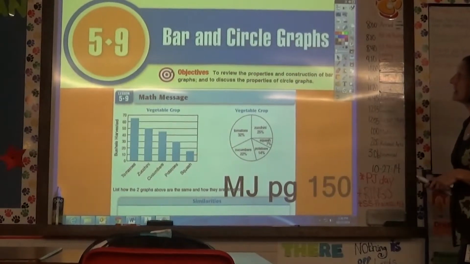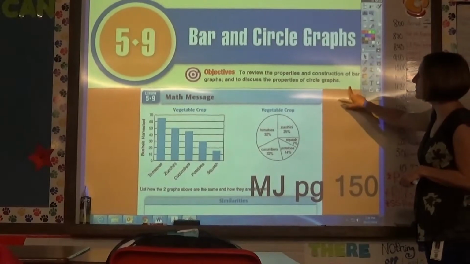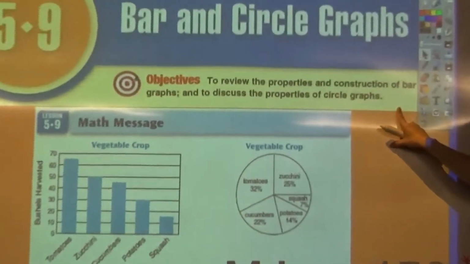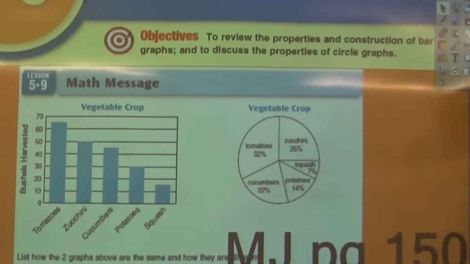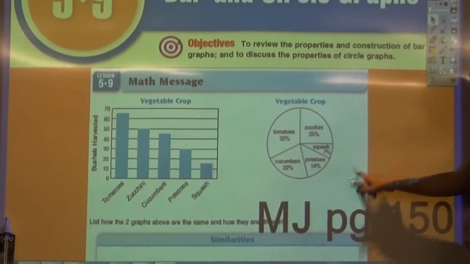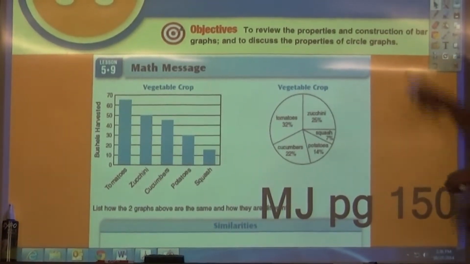Lesson 5-9 is looking at bar and circle graphs. Our objective today is to review the properties and construction of bar graphs and to discuss the properties of circle graphs. So on page 150 in your math journal, you'll see an example of each, and you'll need to compare and contrast bar graphs and circle graphs.